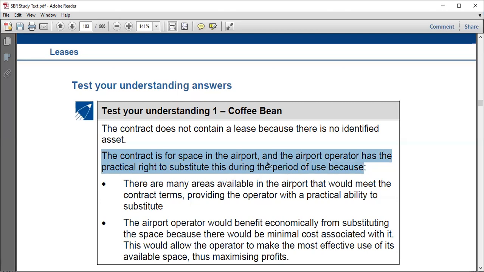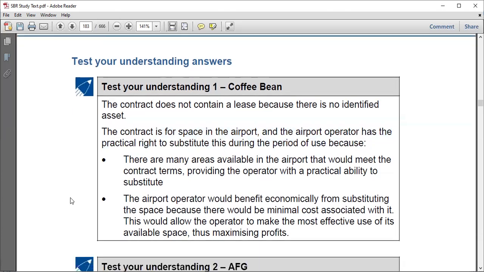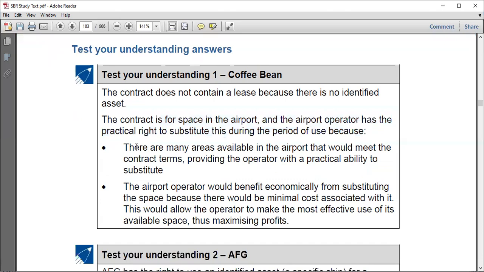I think you already saw this in a question. They can change it, so there is no identifiable asset. There is no underlying asset. Why is it that they can change?